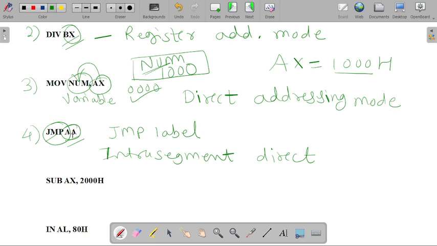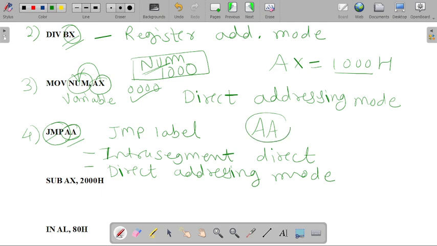As well, for the instruction JMP AA, we can also write the answer as direct addressing mode, because here we have not specified the particular address of the instruction. We are specifying the address for our label. Whenever we write JMP AA label, control will be transferred to the particular label AA. That is called direct addressing mode. So you can write either answer in the exam.